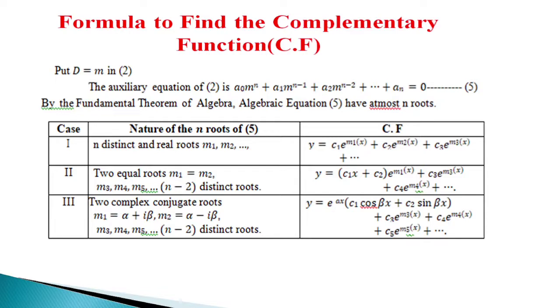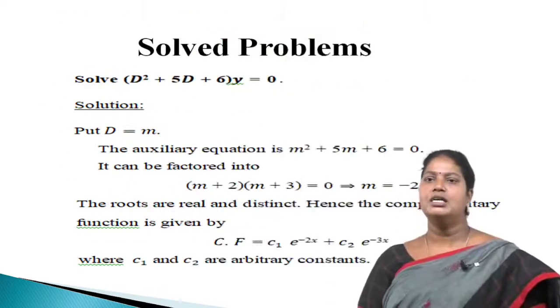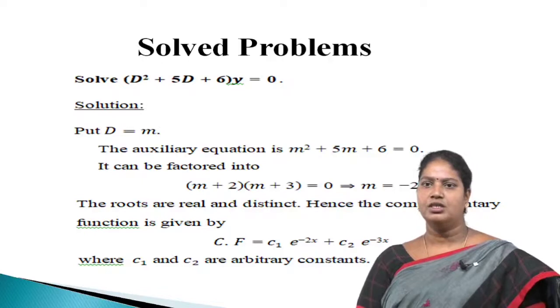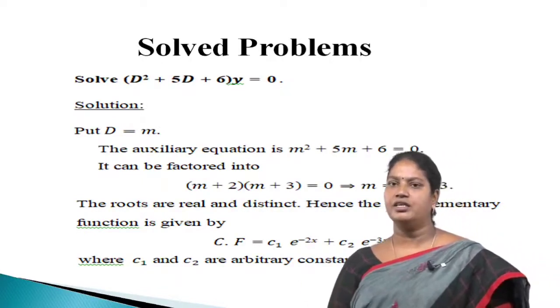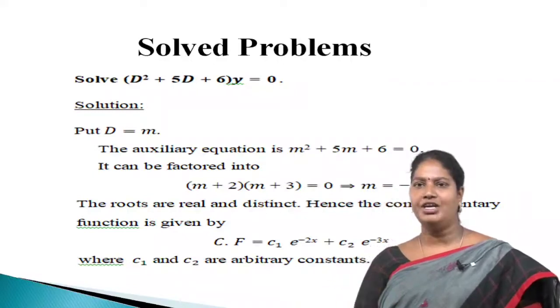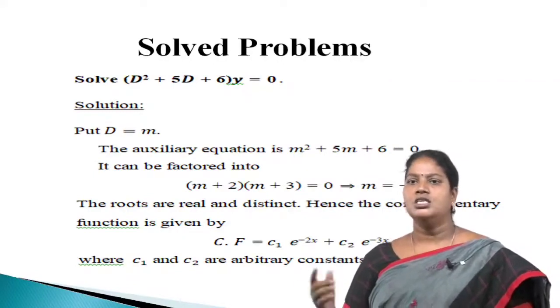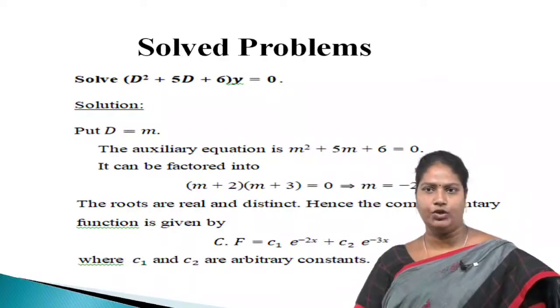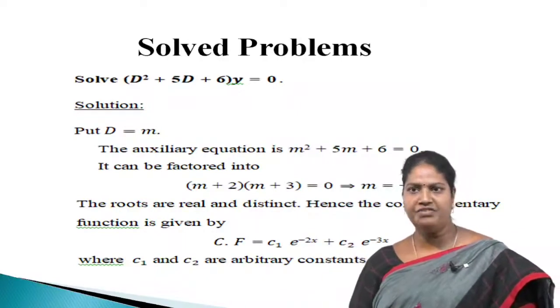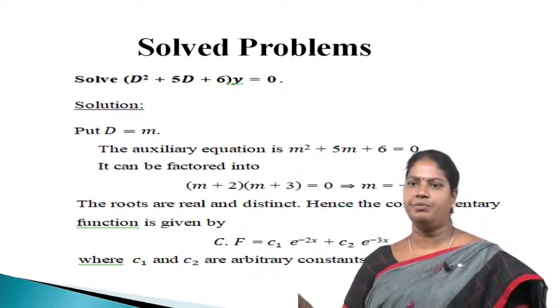Now we will explain this procedure by means of some solved problems. So problem number 1: solve (D square plus 5D plus 6) y equal to 0. We already saw that capital D denotes the derivative with respect to x. So y is the dependent variable depending on the independent variable x.